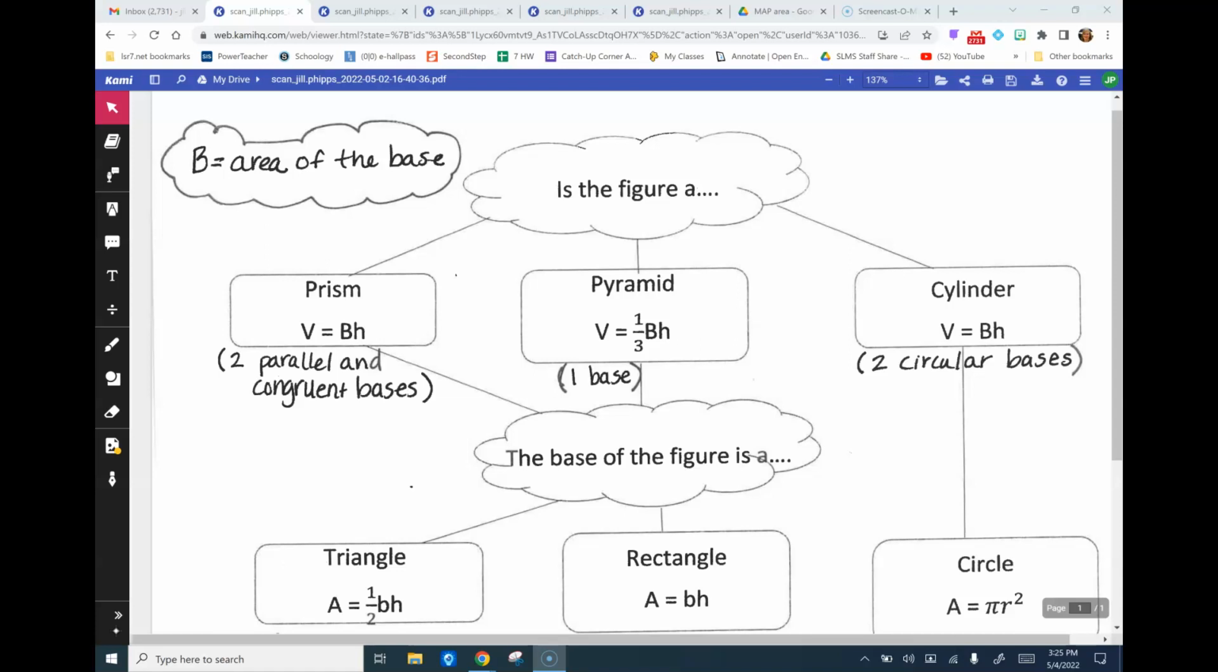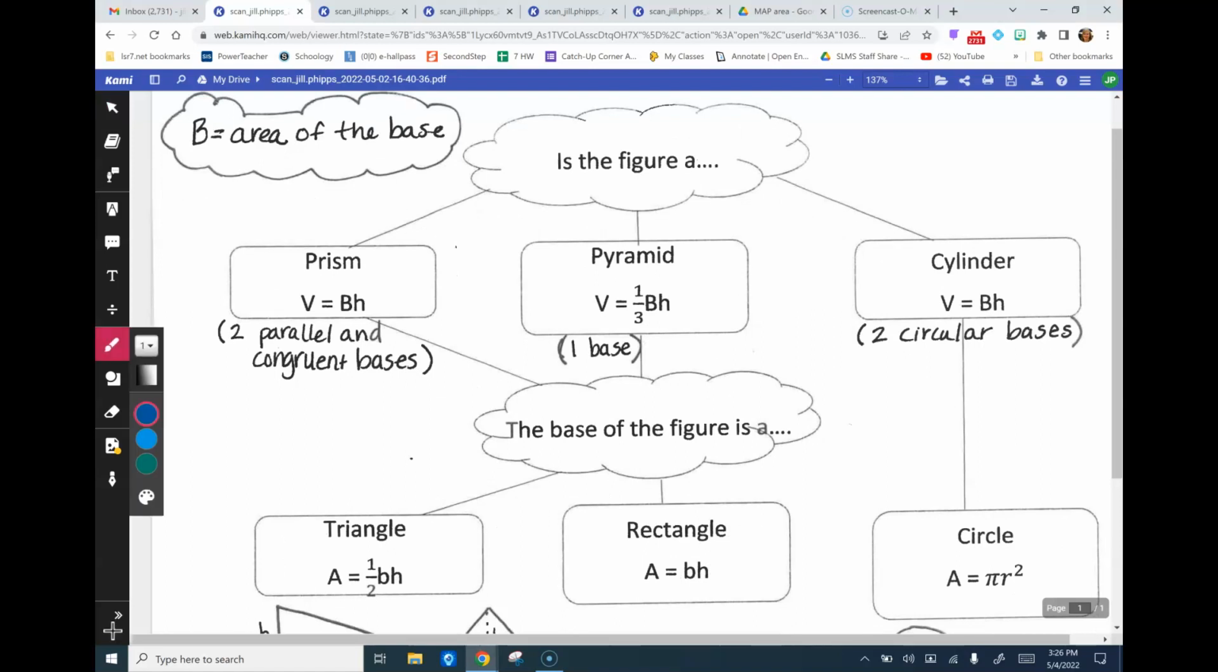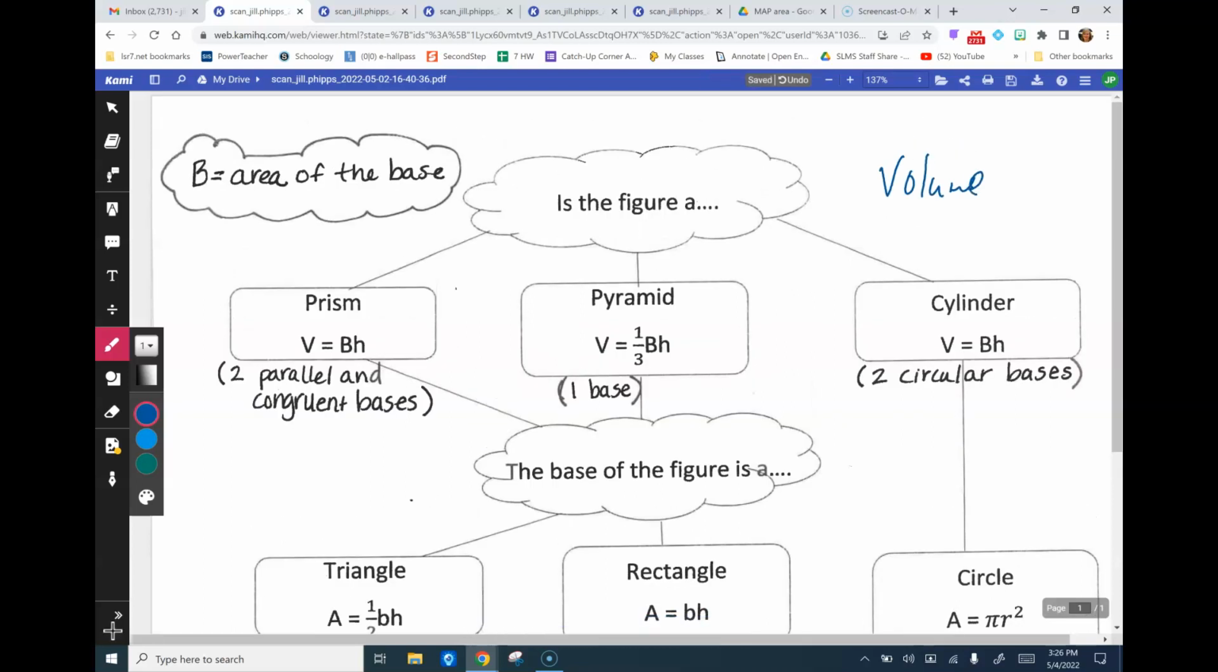So what this sheet does is it talks about volume. So this sheet is all about volume, okay? And we're going to make some notes also on another place that is all about surface area. So we're going to talk about the formulas for volume and for surface area depending on what we're talking about. But this sheet is all about volume.